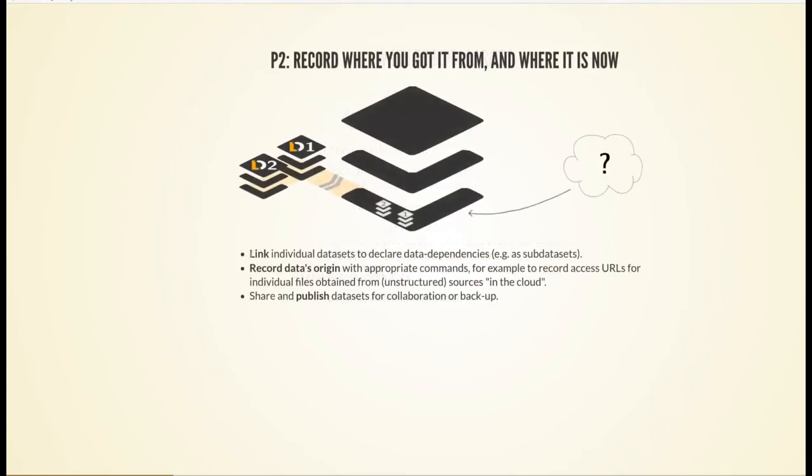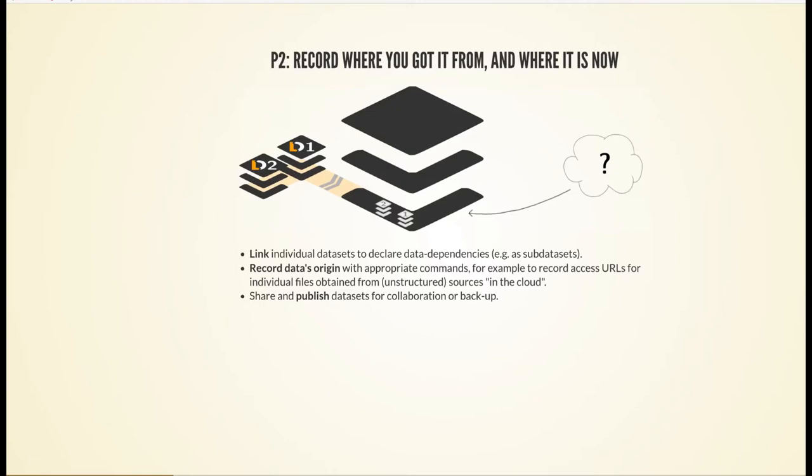The second principle is called record where you got it from and where it is now. And that hints at the provenance of digital availability. So whenever you can, it is advised that you link datasets that you have used in order to provide a versioned event in your repository's history that identifies which data, which software, which dependency has been used.